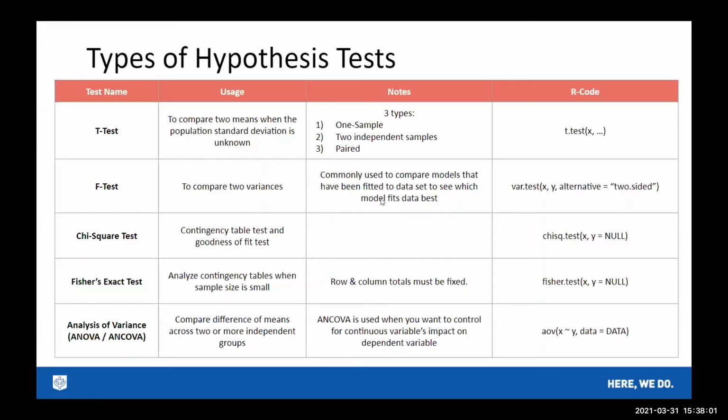There's also the f-test, which is commonly used to compare models that have been fitted against raw data sets to see which model fits the data best. This is var.test. You also have to specify whether you want a two-sided or one-sided test, so whether it's greater than, smaller than, or equal to.